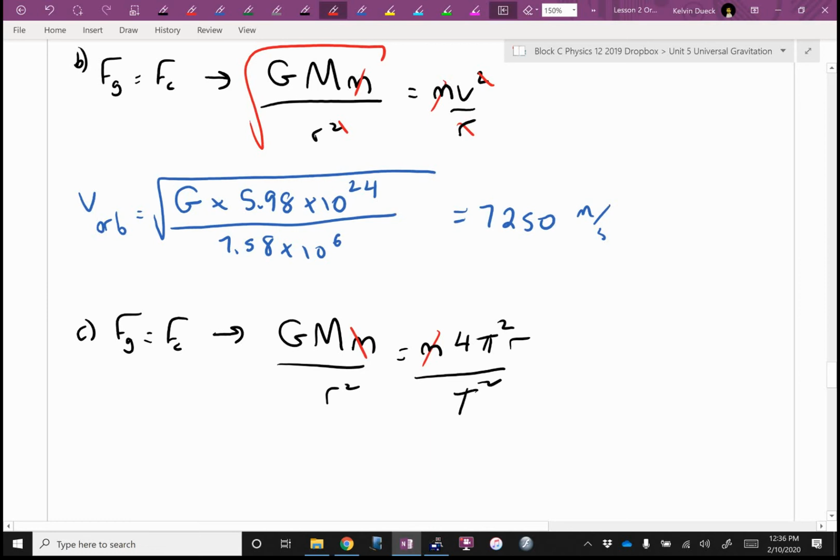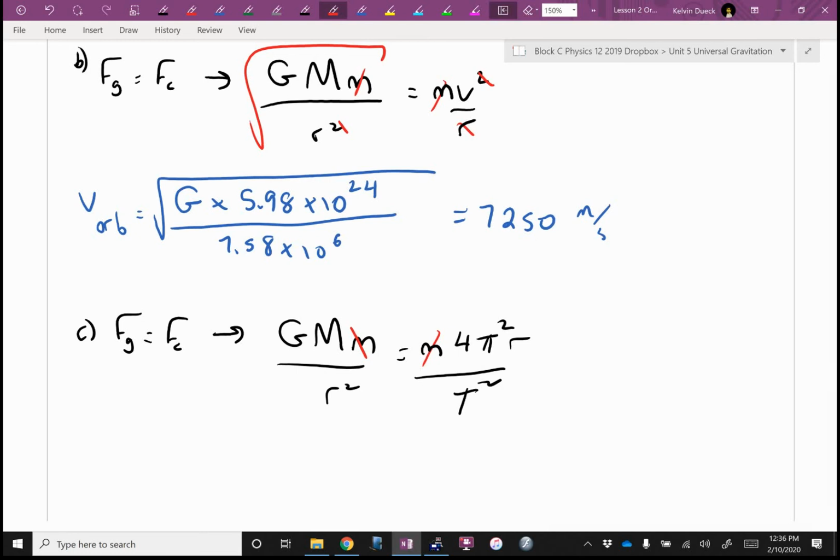A common sloppy mistake that I see, kids forget that this T is on the bottom. And so they just go, I'll divide by 4 pi squared r, and then they square root. What they've really just found is the reciprocal of the period. So if you're ever solving for the period and you get an answer way smaller than 1 second, you probably have made that sloppy mistake. Double check, because the periods are typically going to be in the thousands of seconds.